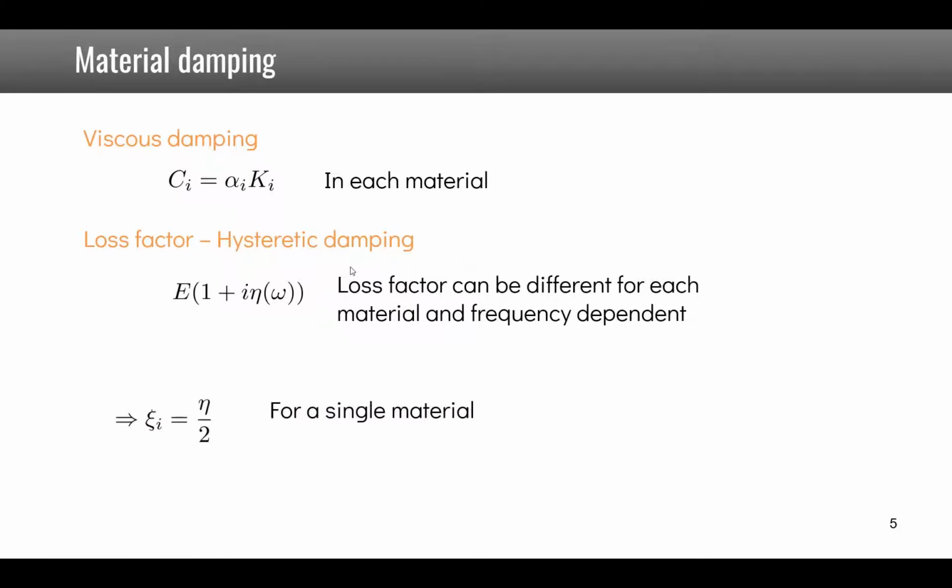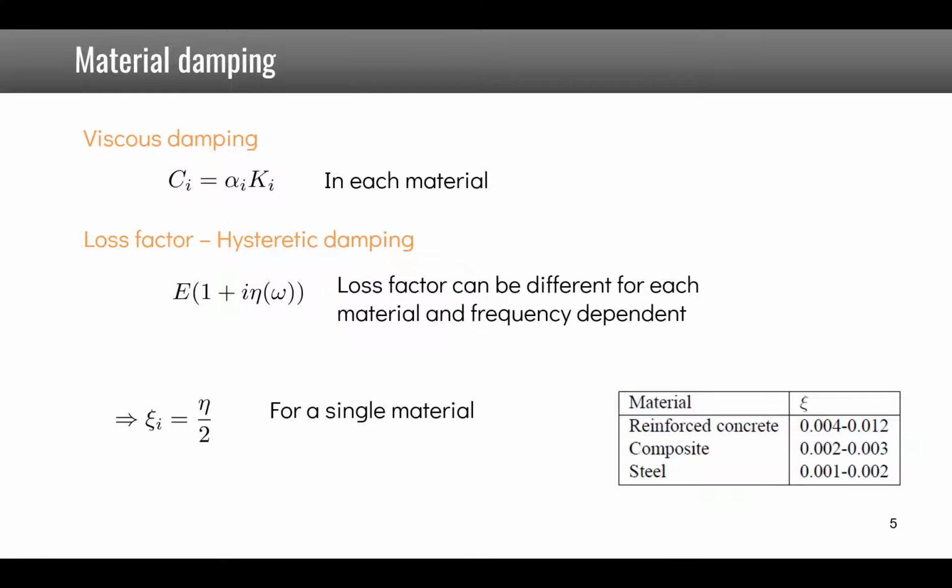When you go to a structure with several modes, then damping can be translated to a modal damping coefficient. Each mode will have its own damping coefficient, which, if the structure is uniform and the loss factor is the same everywhere, will be equal to psi equals eta over 2. Typical values of these damping coefficients for different materials, like reinforced concrete, are about 0.4 to 1.2%. Composite is lower, and steel is also very low, from 0.1 to 0.2%. Now, when you have different materials, this psi i is a function of the different damping mechanisms, whether viscous or hysteretic.